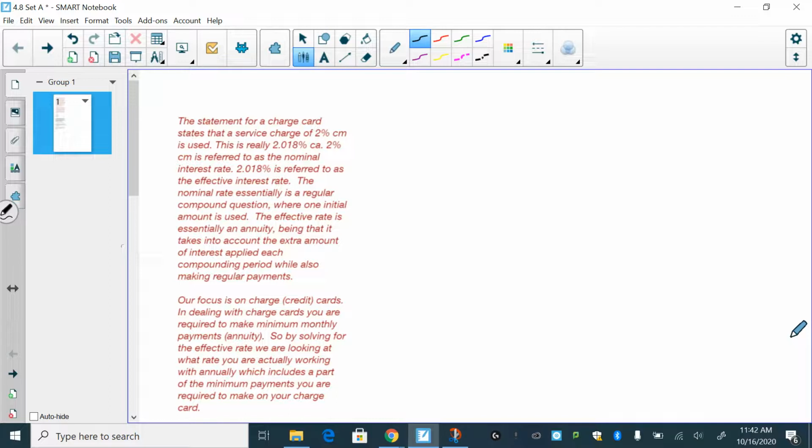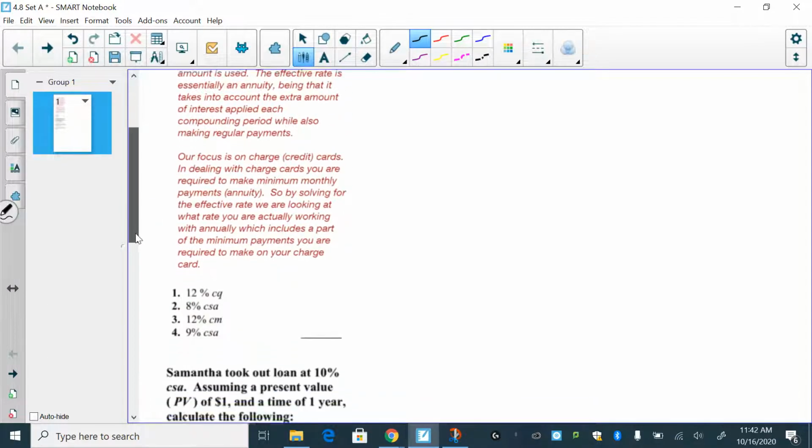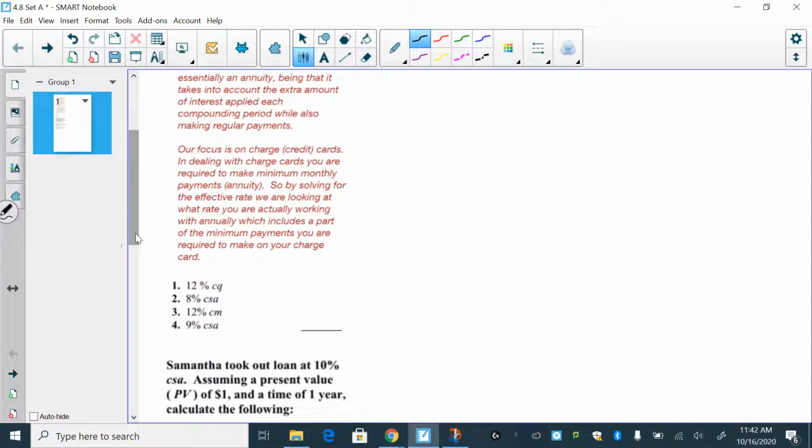Okay, so this lesson is all about effective rates. I'm going to actually do the question first and then come back to everything that says here in red because it'll explain it a little bit better once we actually have an example to work with. So this unit's going to be focusing on credit cards or charge cards, same idea.